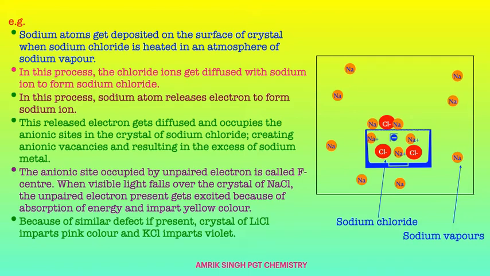In this process, sodium atom releases an electron to form a sodium ion. This released electron diffuses and occupies the anionic site in the crystal of sodium chloride, creating an ionic vacancy and resulting in the excess of sodium metal. The anionic site occupied by an unpaired electron is called an F-center. When visible light falls over the crystal of NaCl, the unpaired electron gets excited because of absorption of energy and imparts yellow color. Because of a similar defect, crystals of LiCl impart pink color and KCl imparts violet color.